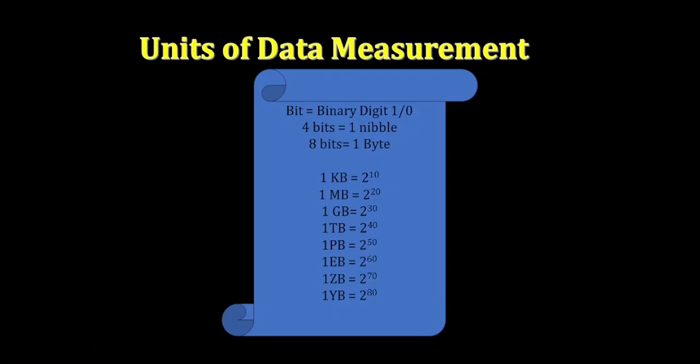So when we are going to deal with memory, we talk in terms of these kilobytes, megabytes. So it is important for us to understand the units of data measurement, and this is how we measure the data, and these are the standard units. So 1 kb is 2 power 10, 1 giga is 2 power 30, and 1 yottabyte is 2 power 80. So these are the units of data measurement. Moving on, we will try to understand number systems in a detailed way.